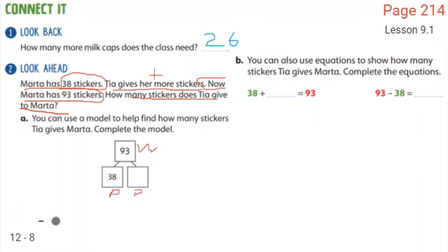Sorry, boys and girls. See, even when you've been doing this for a while, you can still make mistakes. But then I saw that my answer was going to be wrong. Oh, so here we go. So 93 and 38.